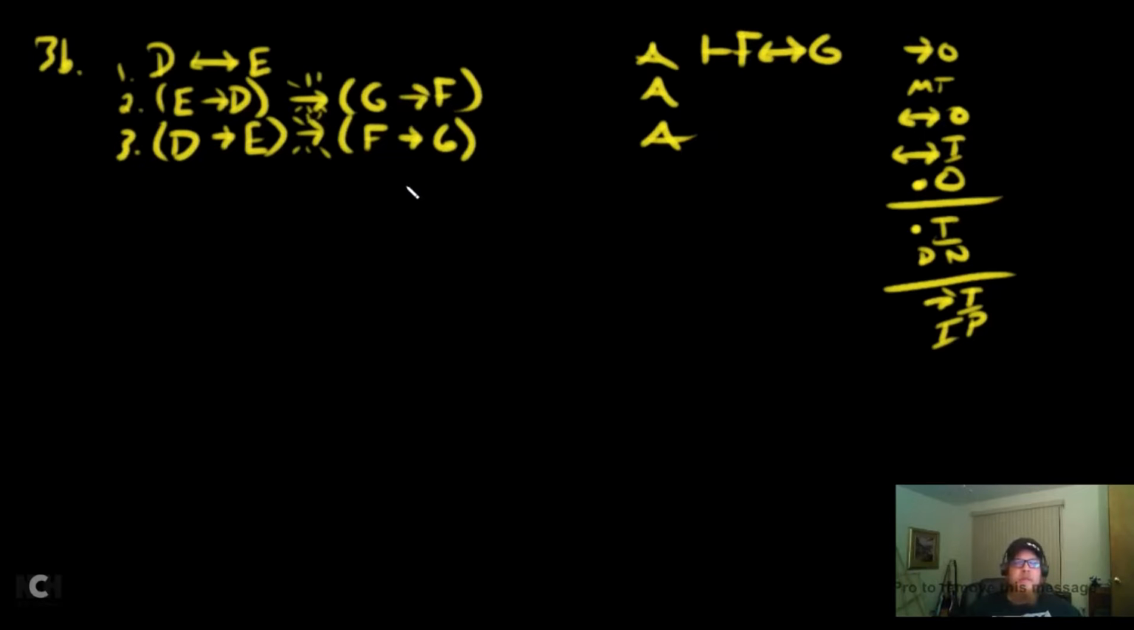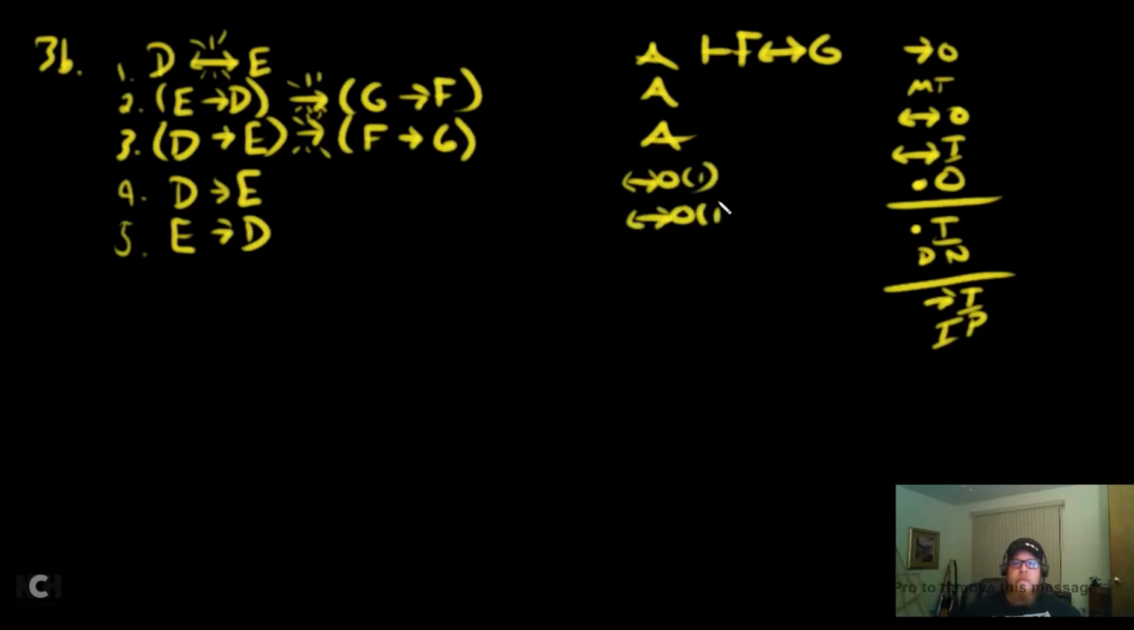Can I do a double arrow out? Yep. Right here. Double arrow, so let's unpack it. That gets us D arrow E and E arrow D. And that is double arrow out on line 1 for both. Okay, go back to the top of the list.